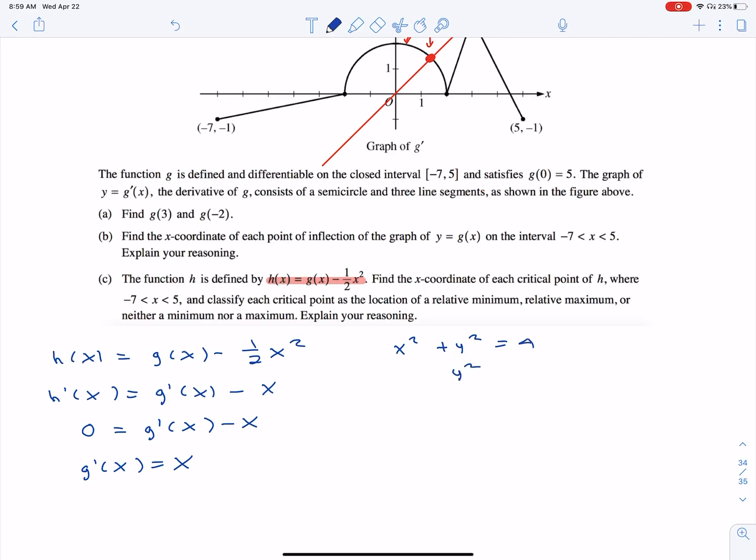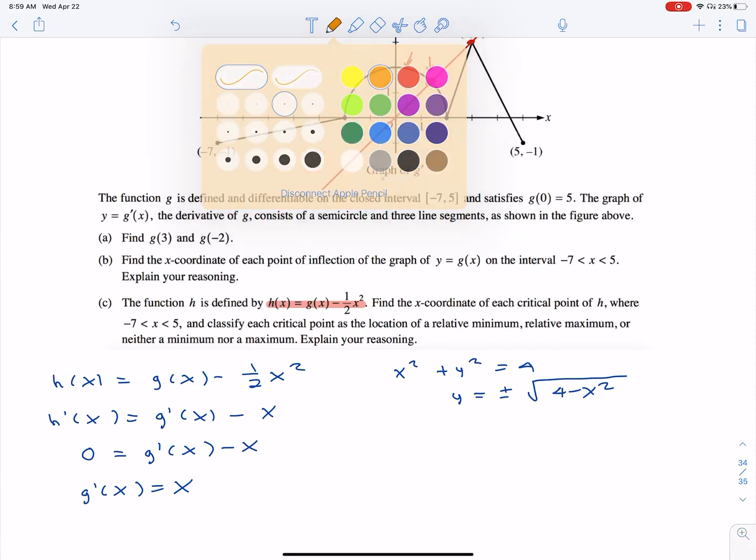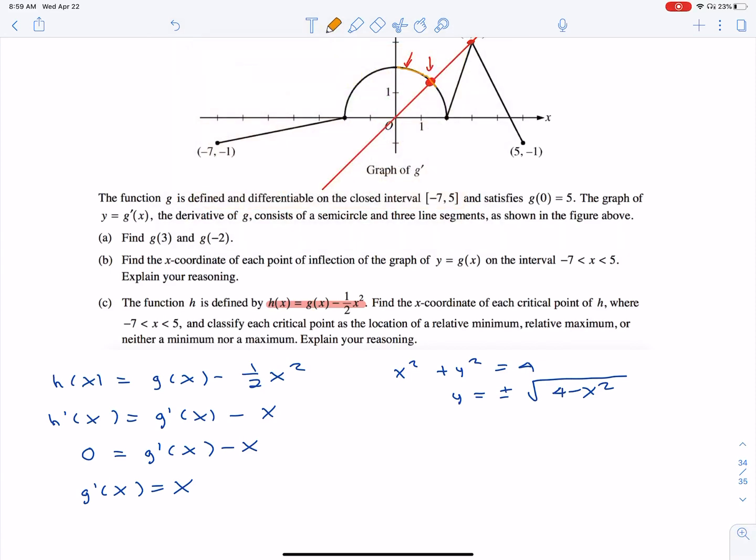So y squared, actually, doing some solving, I get y equals plus or minus, obviously the plus or minus doesn't matter, the square root of 4 minus x squared. Okay, so in other words, this function right here is represented by the positive root of that.